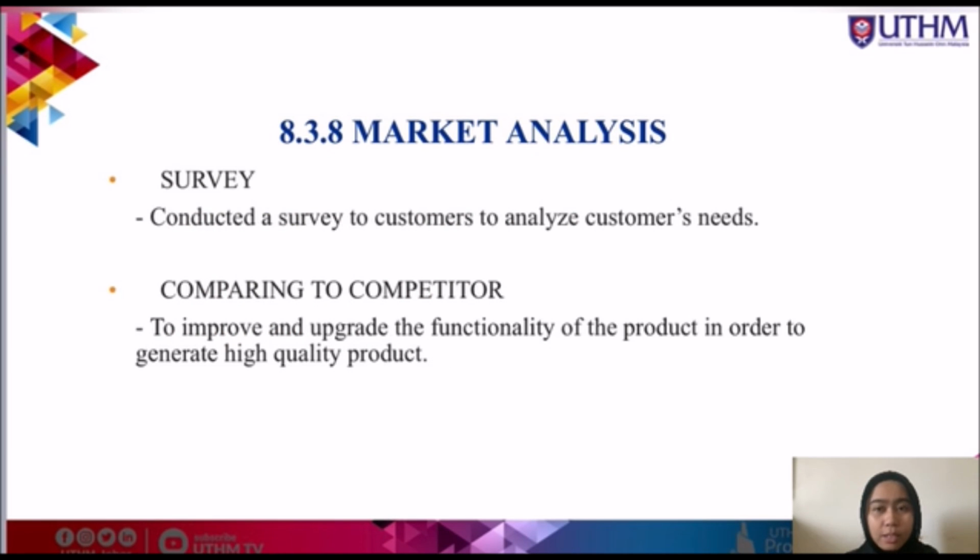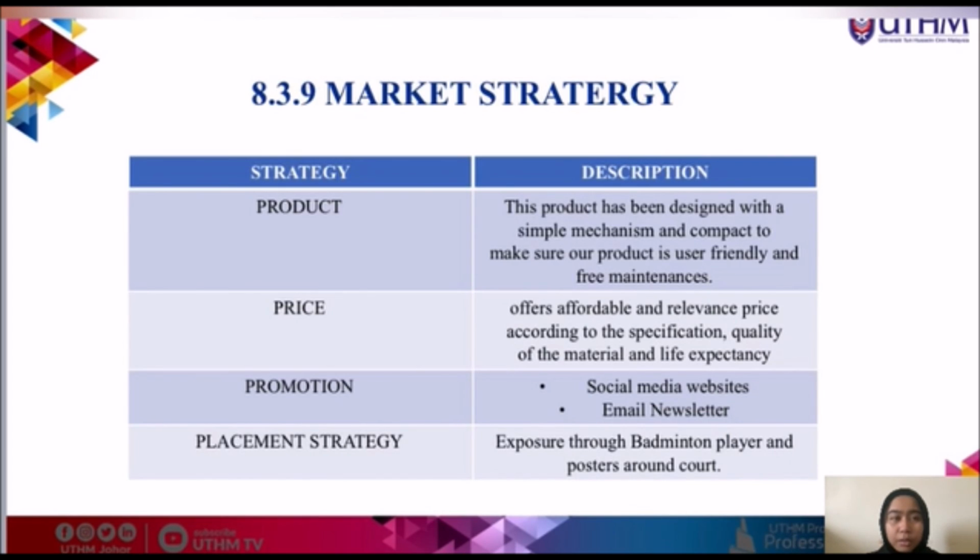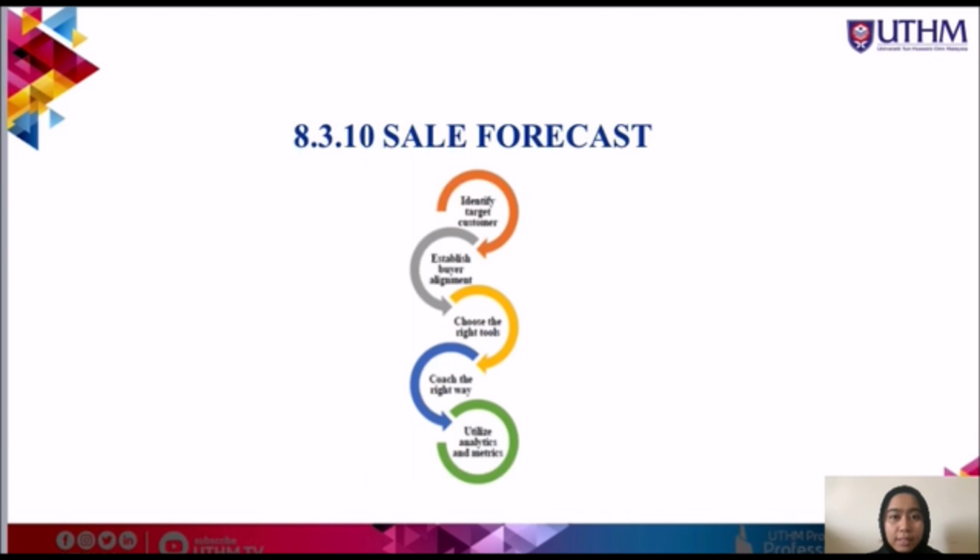For market analysis, we use survey and comparing our product to competitor. Our marketing strategy is using the 4 P's element. The last one is sales forecast. The first one, we will have to identify target customer, establish buyer alignment, choose the right tools, coach the right way, and utilize and analyze metrics.